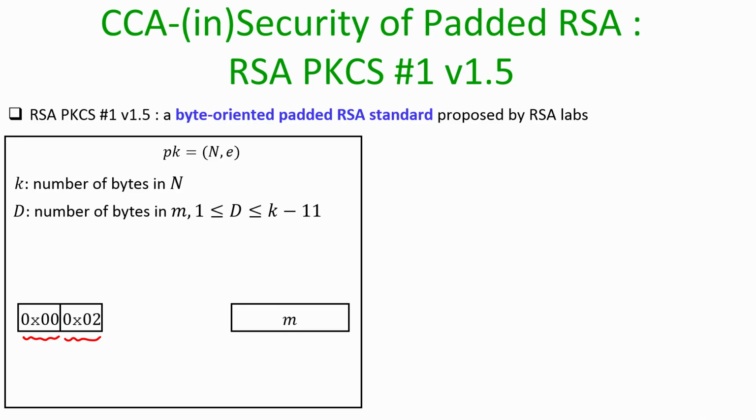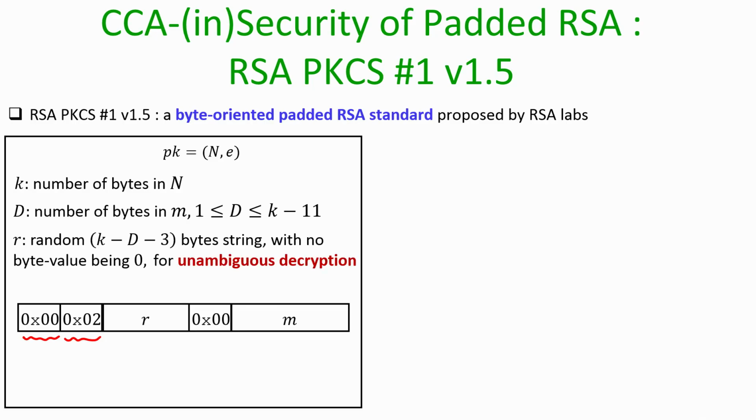Next, we select a random byte string consisting of k minus d minus 3 bytes, which is a uniformly random byte string, except that this byte string little r should not contain the byte value 0. Other than that, it can contain any byte value. And the reason we put this restriction, that the random stuff we are inserting should not have the byte value 0, is to ensure unambiguous decryption.